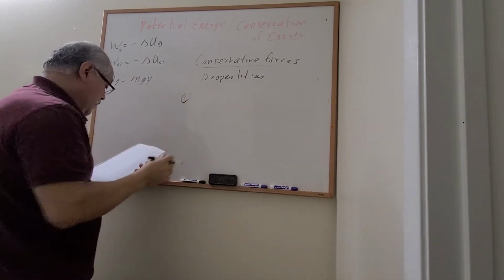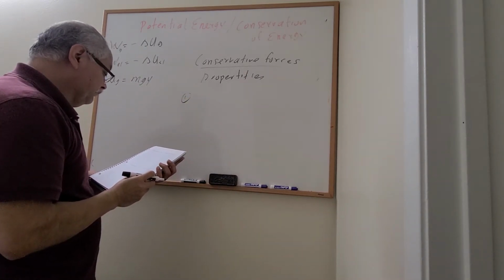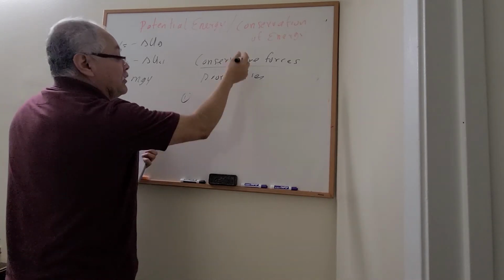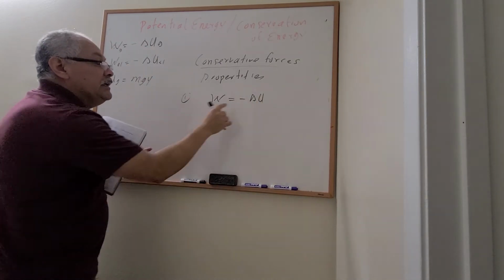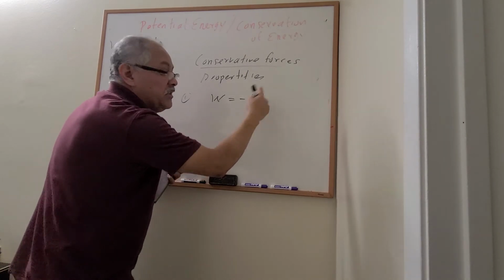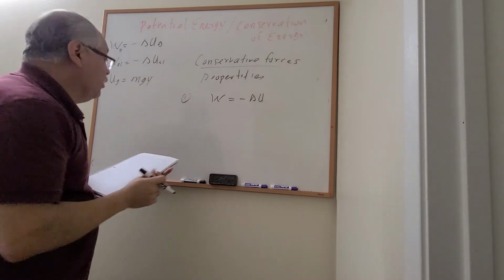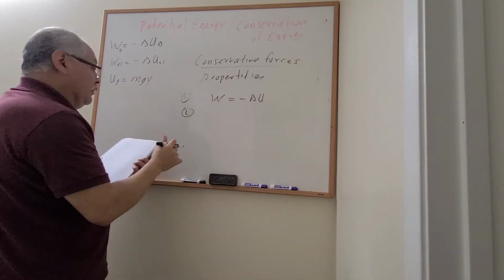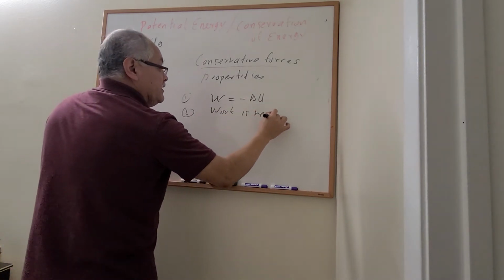One, the work done by a conservative force is always equal to the negative change in the potential energy, which could be gravitational or elastic potential energy. Two, the work is reversible.